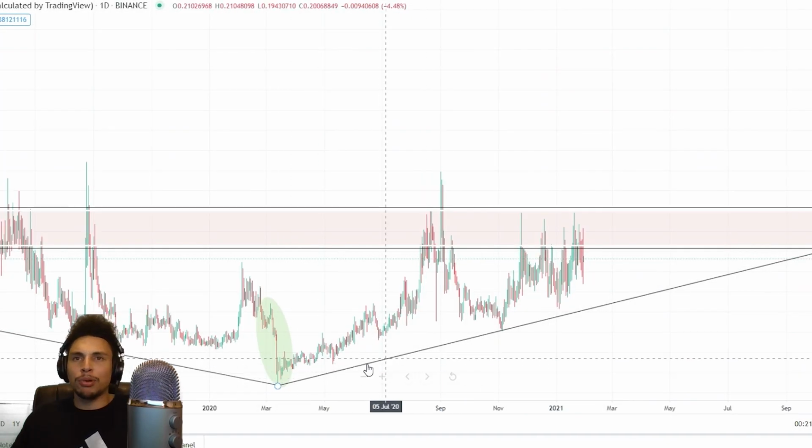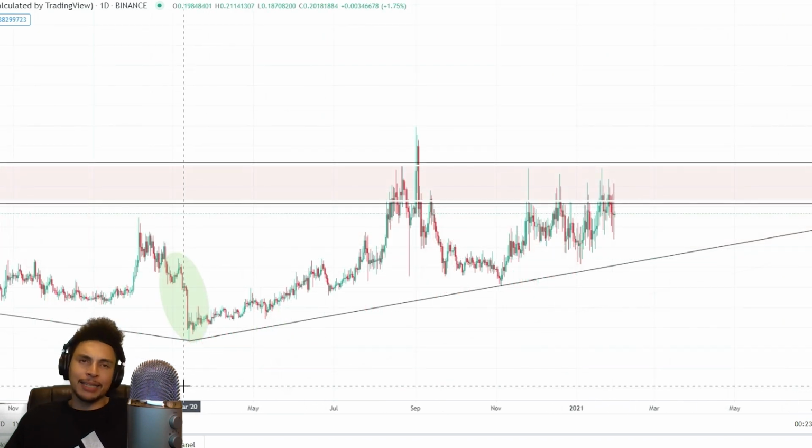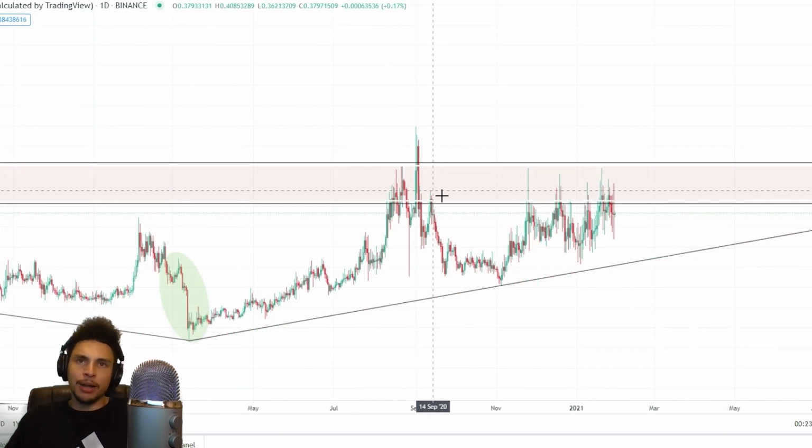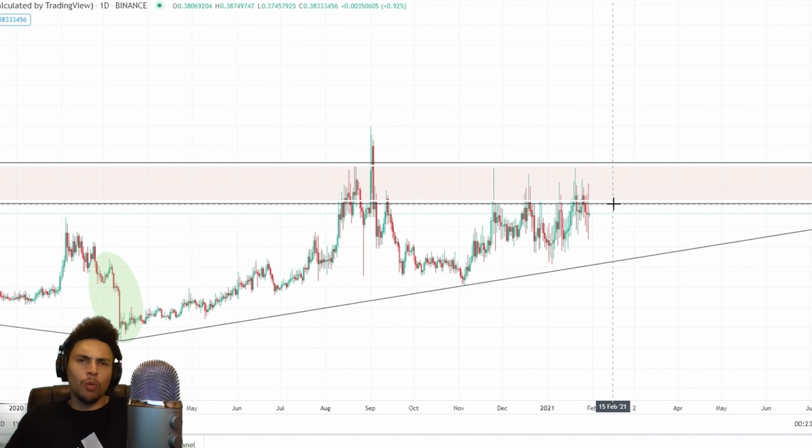But ever since that point, Wanchain has been respecting this upward sloping trend line. And as far as I can tell, guys, Wanchain's been stair-stepping, grinding up all the way to the previous resistance level, 45 cents per WAN.